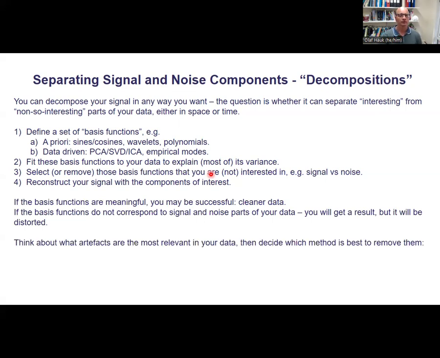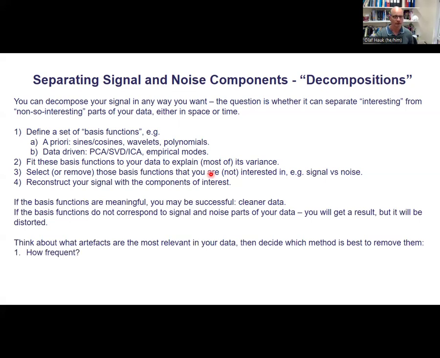So therefore, think carefully about what artifacts are the most relevant in your data. Maybe your experimental paradigm encourages people to blink a bit more or to move a bit more, maybe in some task more than another. So think about which artifacts you can expect. And then you can decide which method is best to remove them.